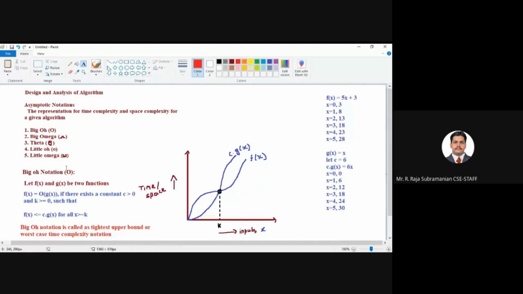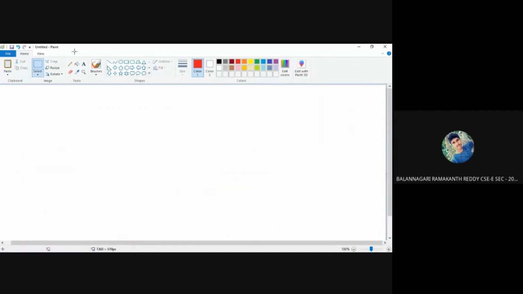Now shall I move into big omega? Yes, sir. Shall I erase this? You can take the screenshot. Shall I erase? Yes, sir. So now I'll go to the big omega notation.